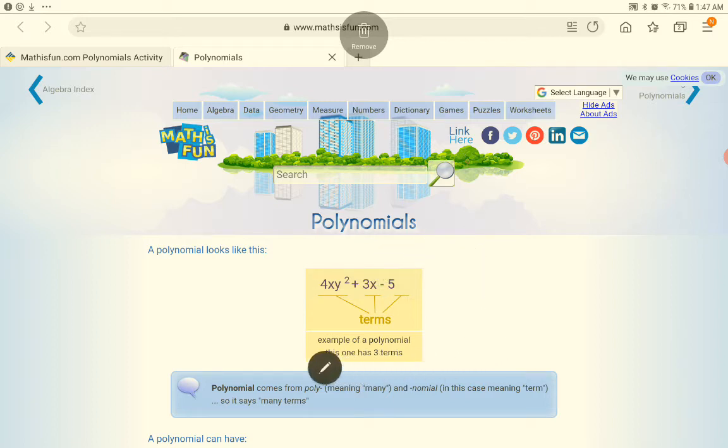So a polynomial, by definition, comes from poly, meaning many, and nominal, in this case, that means term. So it really means many terms. So we can have a whole bunch of terms connected by addition and subtraction, and the variables always have an exponent that is a whole number. So let me scroll down.